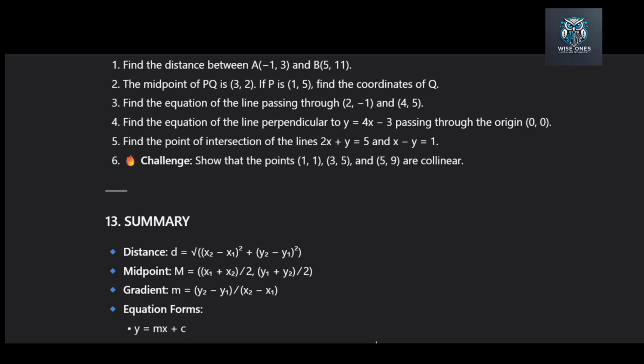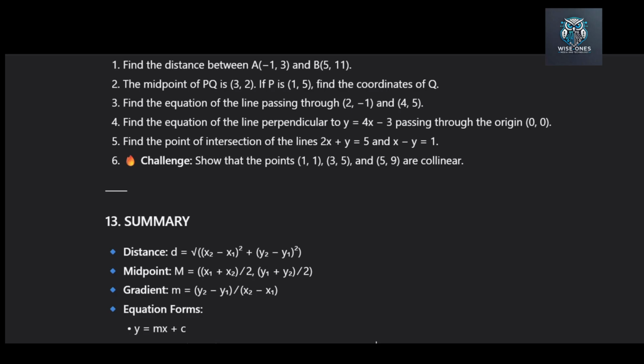Let us do a summary of what we learned today. Section 13. Distance formula is d equals square root of (x2 minus x1) squared plus (y2 minus y1) squared. Midpoint is m equals ((x1 plus x2) divided by 2, (y1 plus y2) divided by 2).